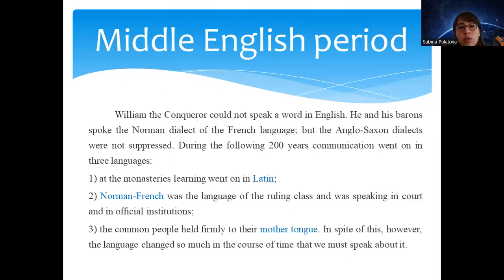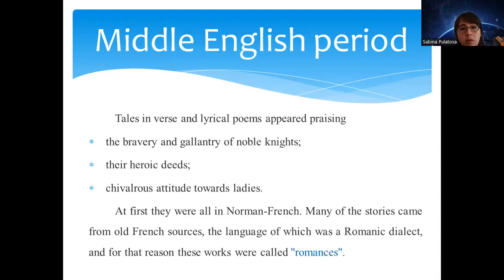During the following 200 years, communication went on in 3 languages. At the monasteries, learning went on in Latin. Norman French was the language of the ruling class and was used in court and official institutions, while the common people held firmly to their mother tongue. In spite of this, however, the language changed so much in the course of time that we must speak about Middle English.